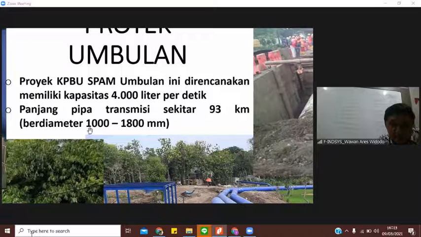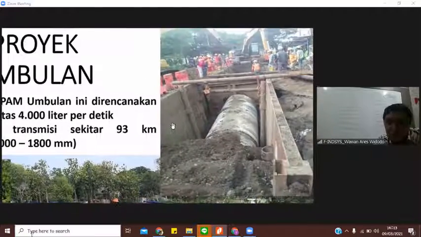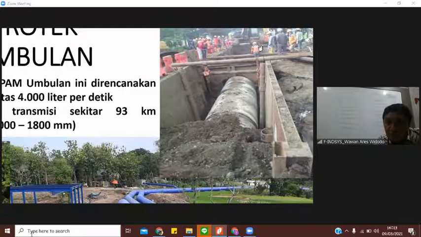The diameter is about 1,000 until 1,800 millimeter. Okay, 1 meter until 1.8 meter. So I think it's a very huge pipe. Okay, if you know from this picture here, this is the construction worker, and then this is the pipe.